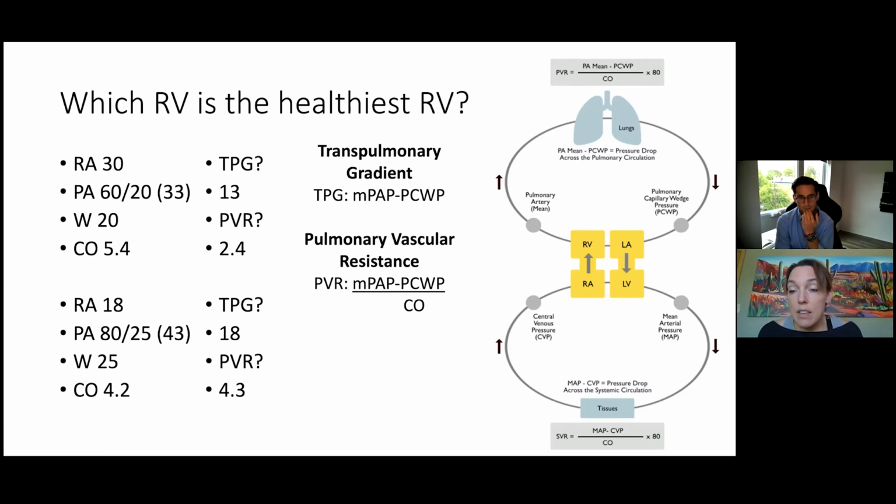There are some calculations that we can use in monitoring or defining the right ventricle, and one really popular one is the PAPI, which is the pulmonary arterial systolic pressure minus the diastolic pressure over the right atrial pressure. And we'll see that in the case of these, the PAPI is definitely lower in the sicker ventricle.